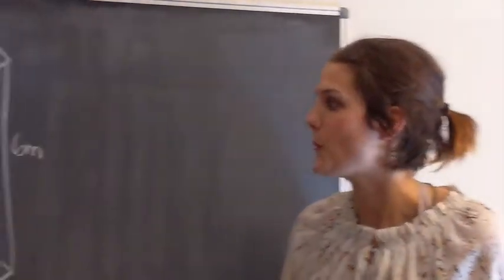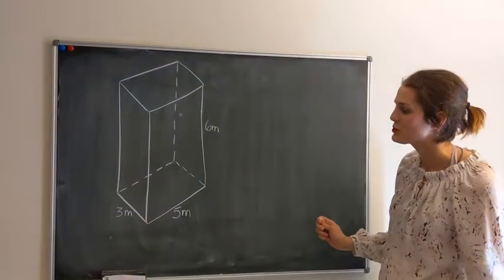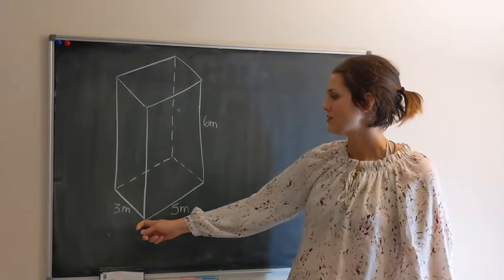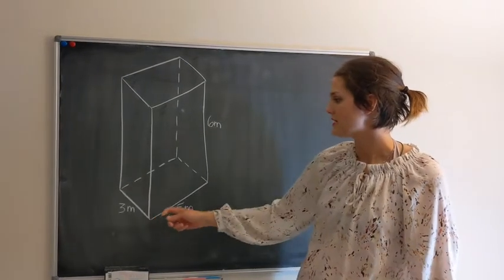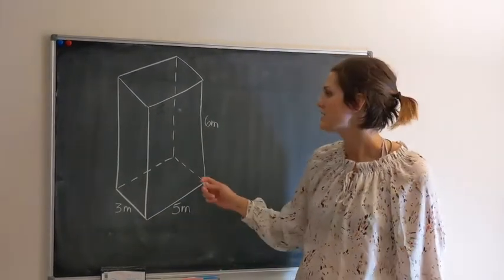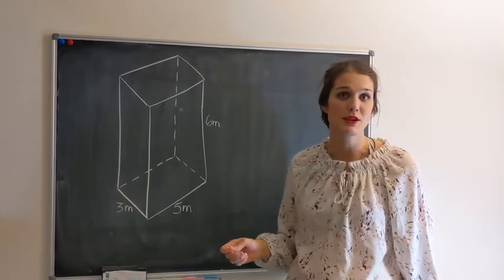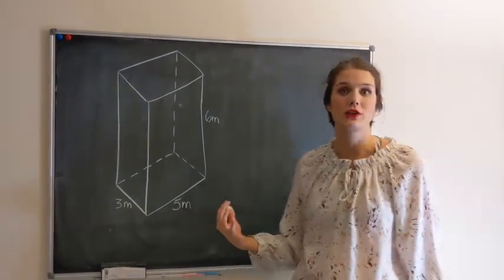Today we're going to be going over the formulas for finding the volume and surface area of rectangular prisms and then practicing with them a little bit. So first we're going to consider this rectangular prism here, whose length and width of its base are 3 meters and 5 meters and whose height is 6 meters. So let's start with volume.